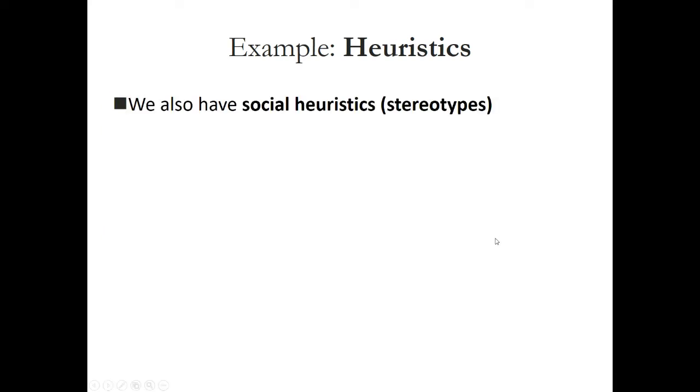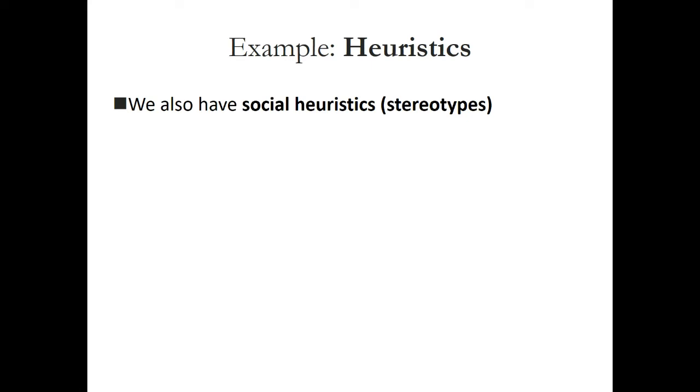We also have social heuristics, which are called stereotypes. So it's a bit of a circular definition here, I guess. I'm calling schema stereotypes without the social element. Stereotypes are basically heuristics for the social world. They are like social schema, and these provide us with social heuristics, right?